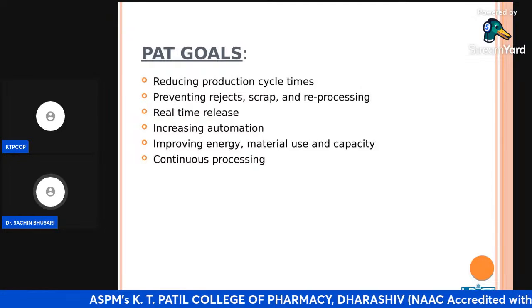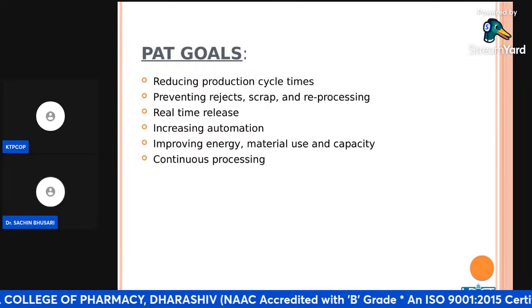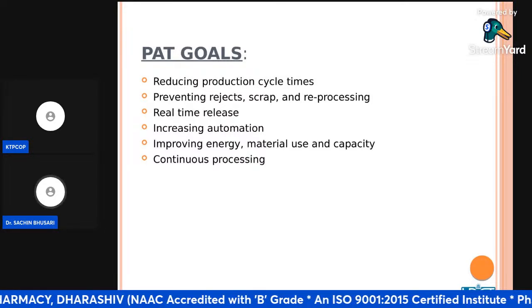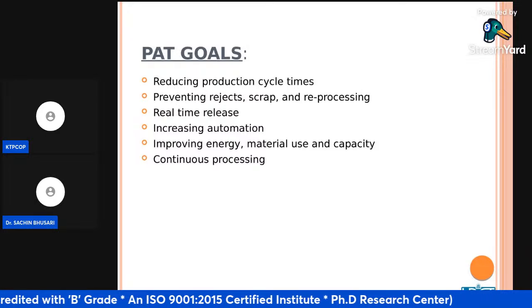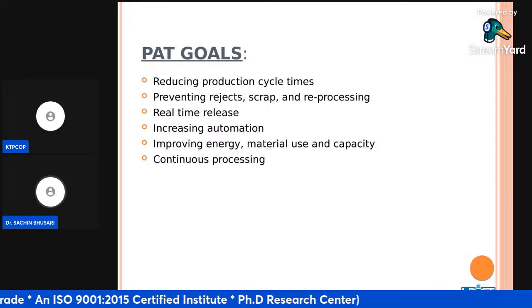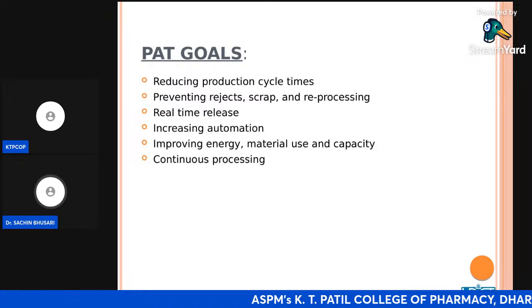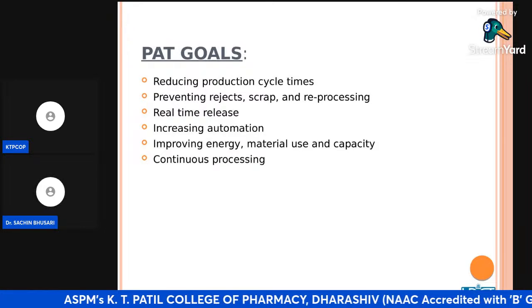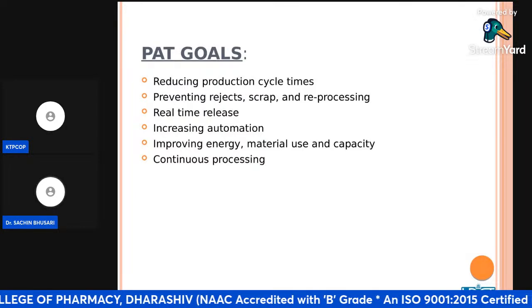Now, if you ask any industry people, do you know the wealth of the industry people? It is not money. It is first time, then money. Because you can earn money at any later point of time, but you cannot earn time. You cannot manage the time. Whatever time frame is available, you have to work in that only. So in industry, if cycle time is less, it is as good as full profit. So reduction in the cycle time is one goal of PAT.